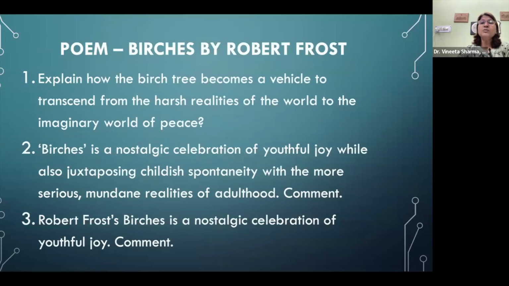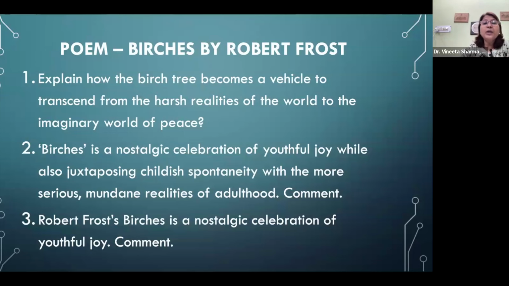Now, the second poem is Birches by Robert Frost. Of course, Birches talks about the upward movement, which is for the illusion or fantasy or imagination, and the downward movement, when while swinging you come downwards, that is about the reality. So these 3 questions are most important. When I say most important, it is because they cover almost the whole poem.